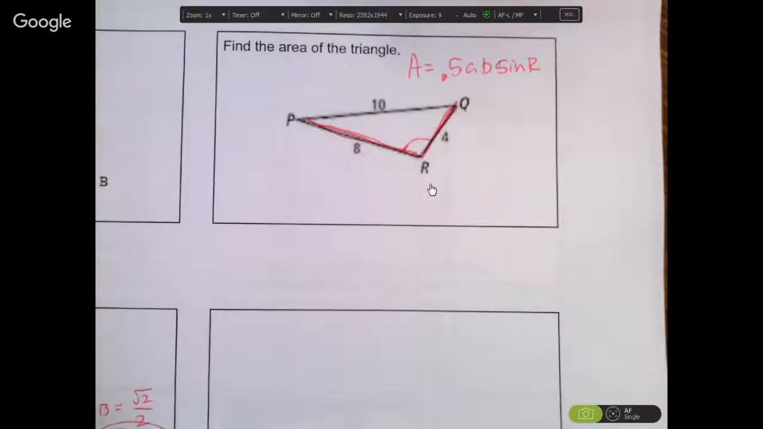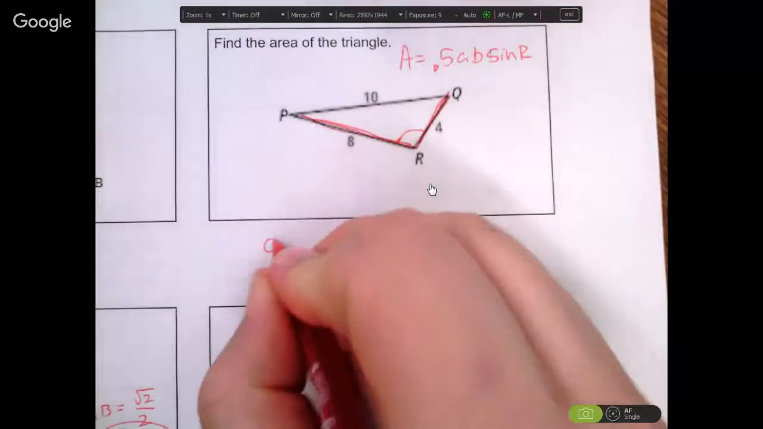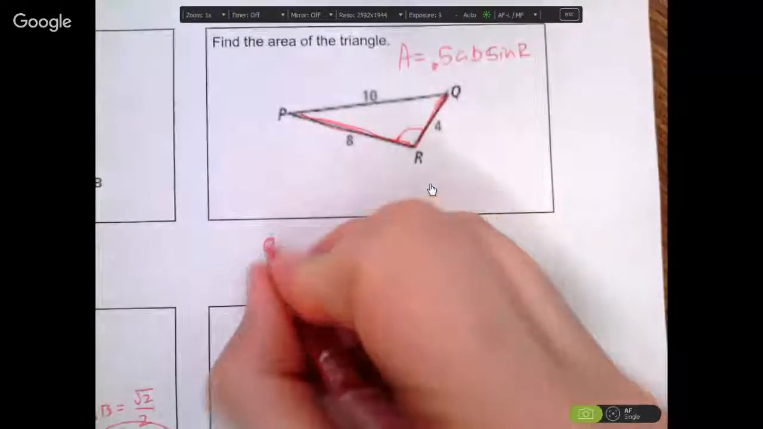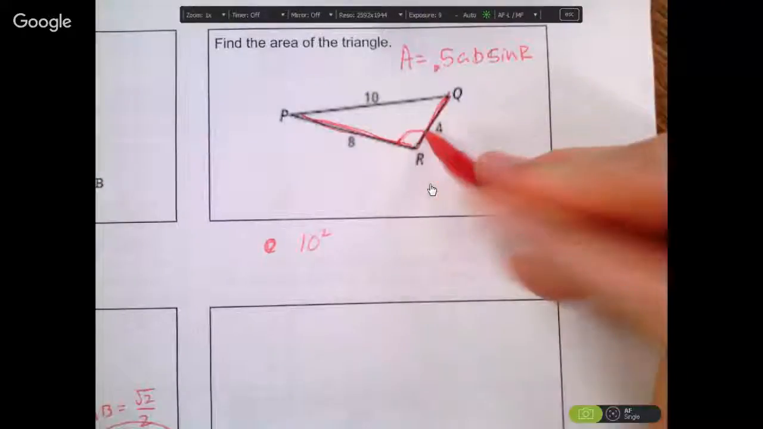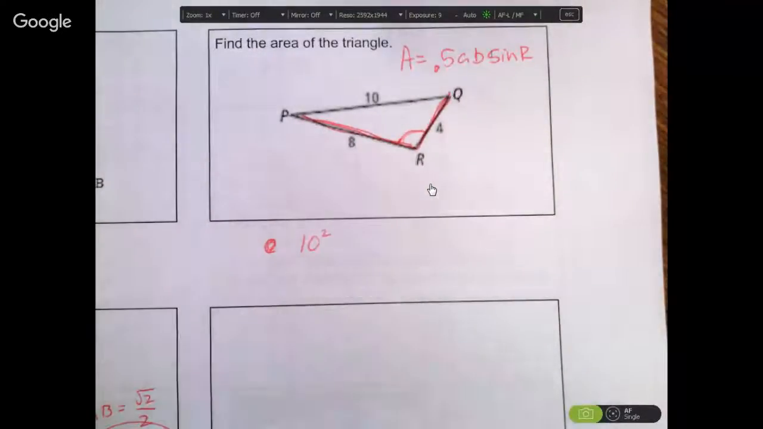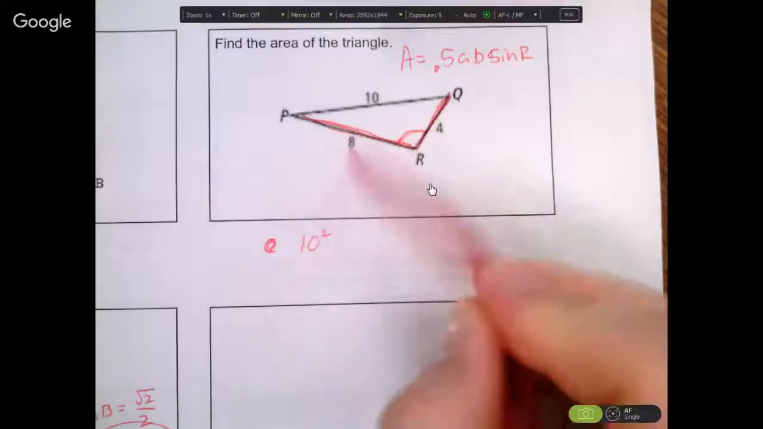Okay, so in order to use this formula, I need to know what? R. How do I find angle R? Can't we just multiply 10 by 8 by 4? Okay, no. We need to know this angle. I mean, we need to know the height. If this is 90 degrees, then it's just 8 times 4 divided by 2.